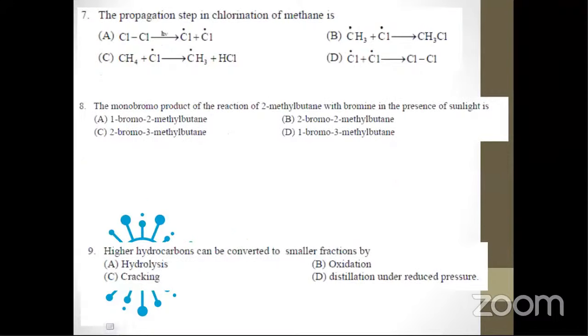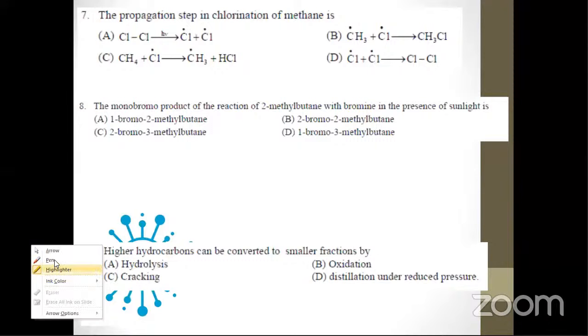Now check this out: the propagation step in chlorination of methane. I had taught you a method to identify the propagation step, so use that method and solve the question. Let me see how one can recognize the propagation step quickly. If you remember, I told you: if you find free radicals only on the product side, it is initiation. Free radicals on both product and reactant sides, propagation. Free radicals only on the reactant side, termination. Step 1: the free radicals are on the reactant side.